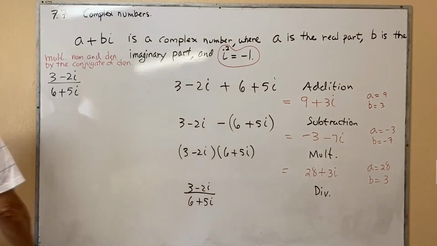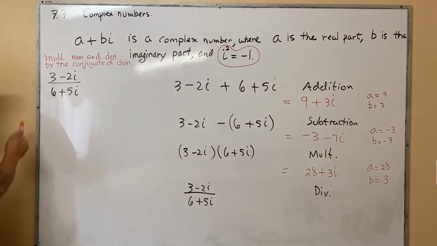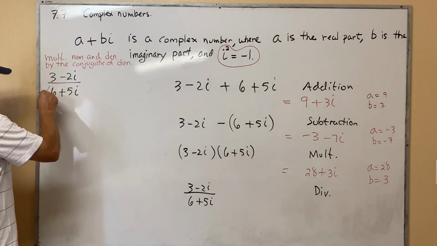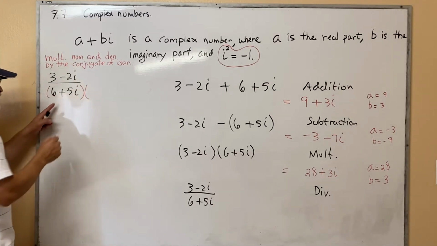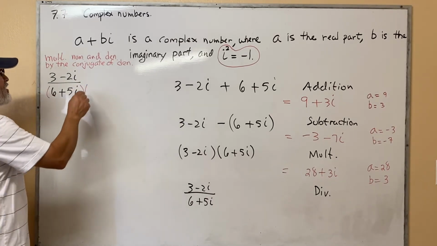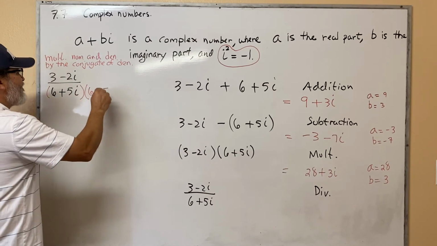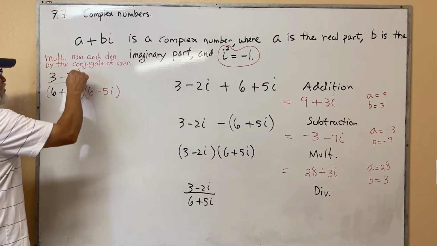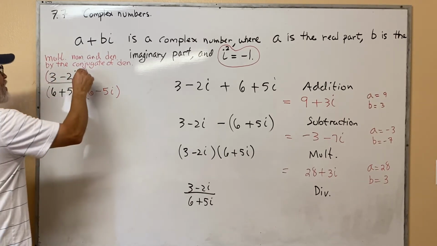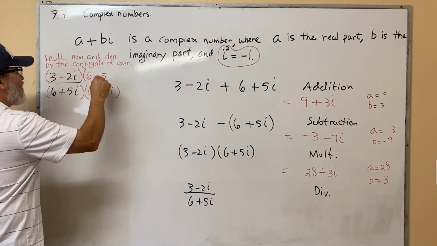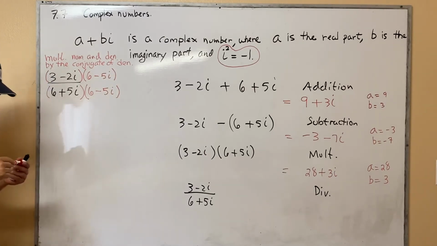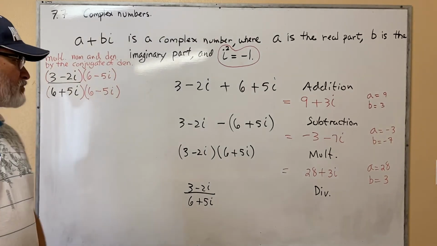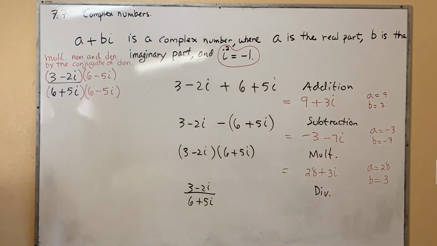Okay. What is the conjugate of this denominator? The conjugate of this, just change the sign. 6 minus 5i. Those two are conjugates. Gotta do the same thing to this one. 6 minus 5i. Okay. All right, and now go ahead and multiply.